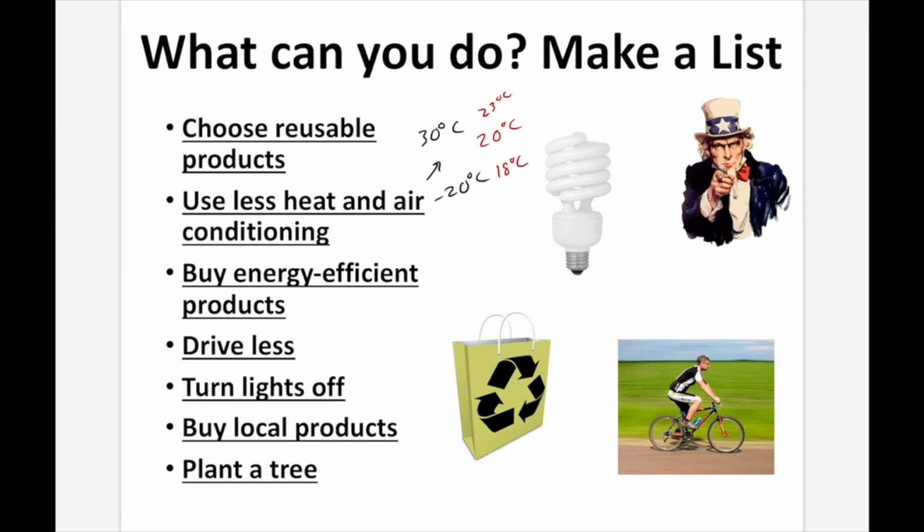Buying energy efficient products, like light bulbs, a huge component, guys. You can save a ton of money and energy by buying these compact fluorescent light bulbs, much more energy efficient than the traditional incandescent bulb. Driving less, so biking, walking, turning lights off, buying local products, planting a tree. All these things can make a big difference in your community. And that concludes the lesson on climate change.